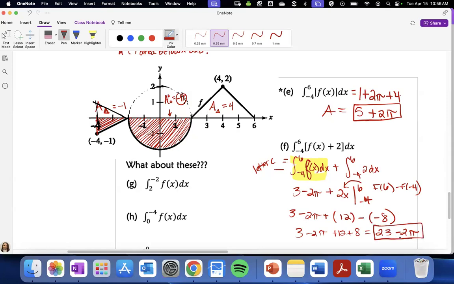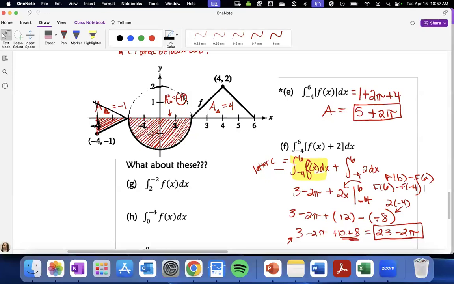Is that right? Did I make a mistake? So the 3 is the 3 minus 2 pi. So 12 and 8 is 20, right? Plus the 3, because it's minus a negative 8. So I'm plugging in a negative 4, so it's 2 times negative 4 makes the negative 8. F of b minus f of a is your fundamental theorem of calculus. Okay? Any other questions?